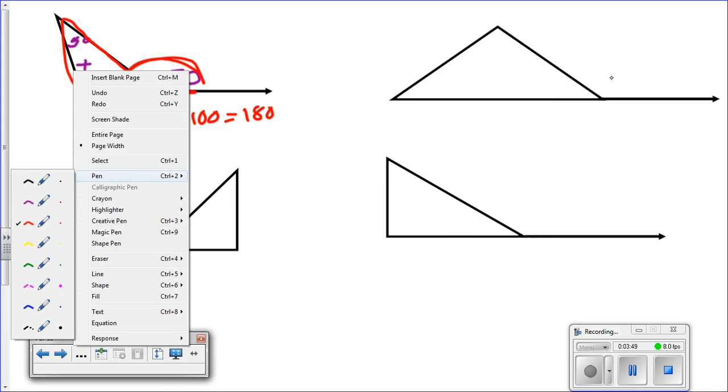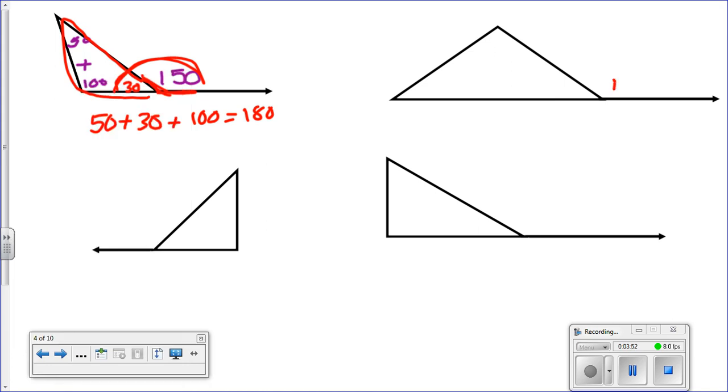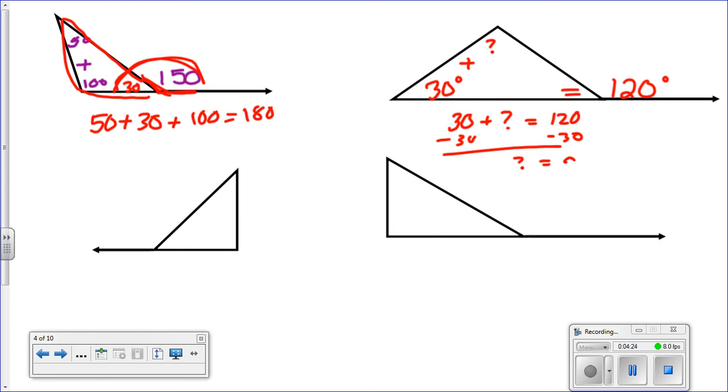If I tell you that this angle right here is actually 120 degrees, and I tell you that this one is 30, and I asked you to find this missing one right here, well, what the theorem says is this 30 plus this one up here equals 120. Okay, well, 30 plus what equals 120? You might know that by heart, otherwise you could solve it. Oh yeah, that must be 90. So that means this question mark right here is 90 degrees.